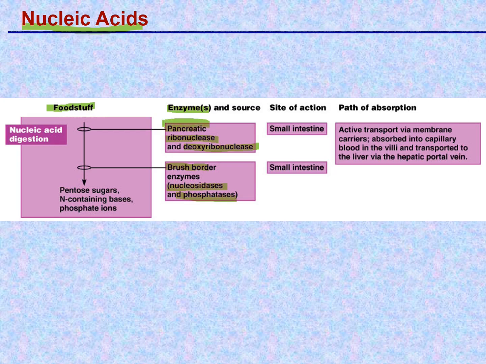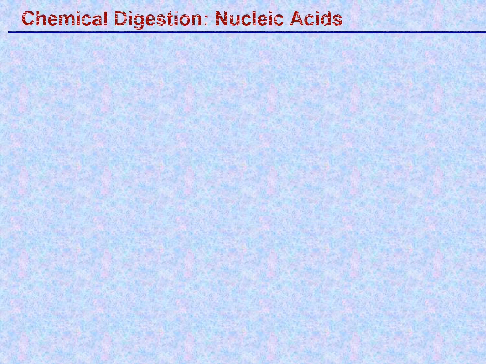This comes from the pancreas. This comes from the intestine itself. The brush border enzymes, they're coming from little glands in the wall of the intestine. And they act in the intestine to break down nucleic acids, which then get actively transported across the simple columnar epithelium, get absorbed into the bloodstream and the villi, transported to the liver via the hepatic portal vein.